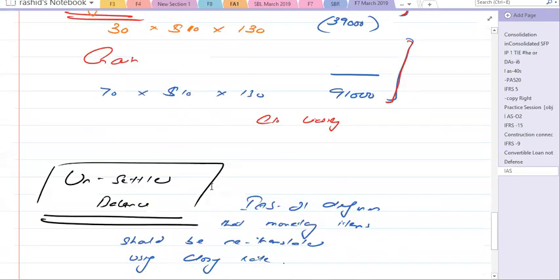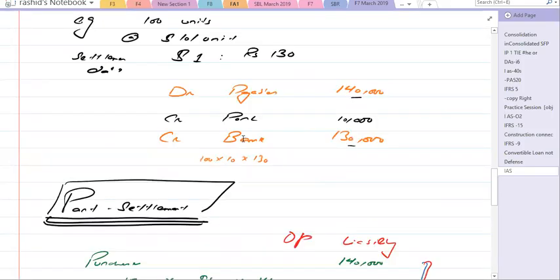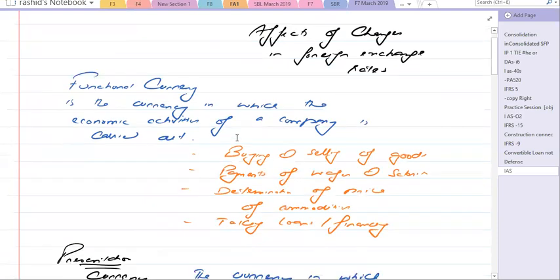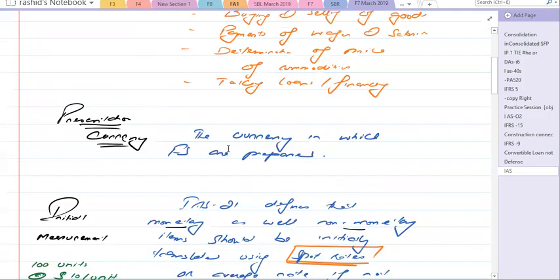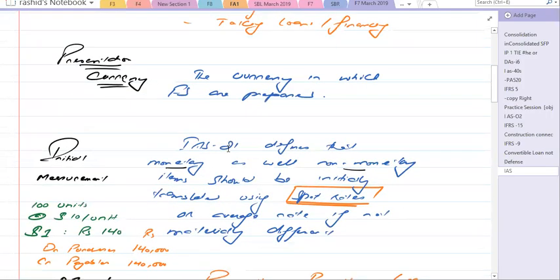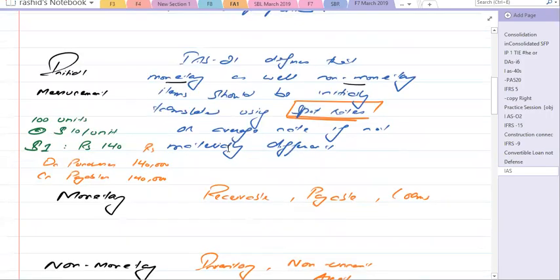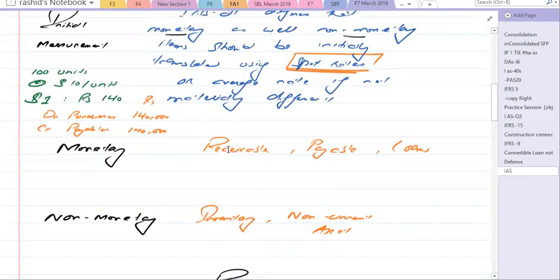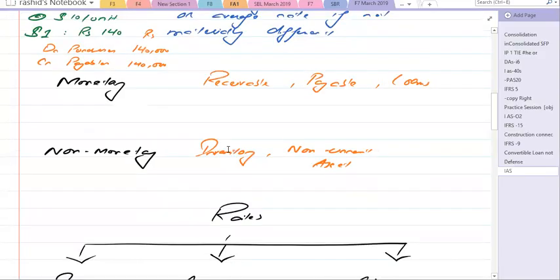So this is IAS 21. You need to understand it. Again, I'm going to revise it and summarize it. First of all, the functional currency is the currency in which the economic activities of the company are carried out. Then you have the presentation currency in which the financial statements are prepared. Then you have the initial measurement, which says that initially monetary as well as non-monetary items should be translated using the spot rate.